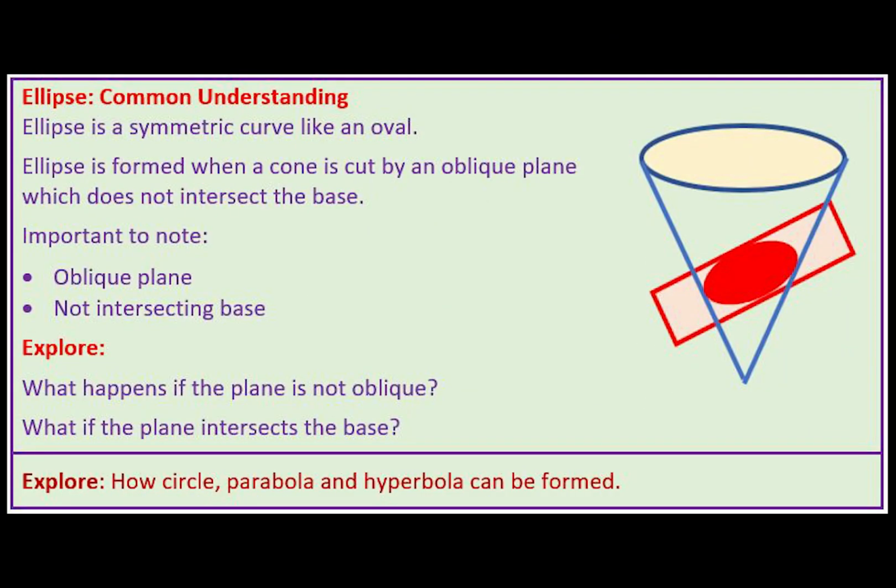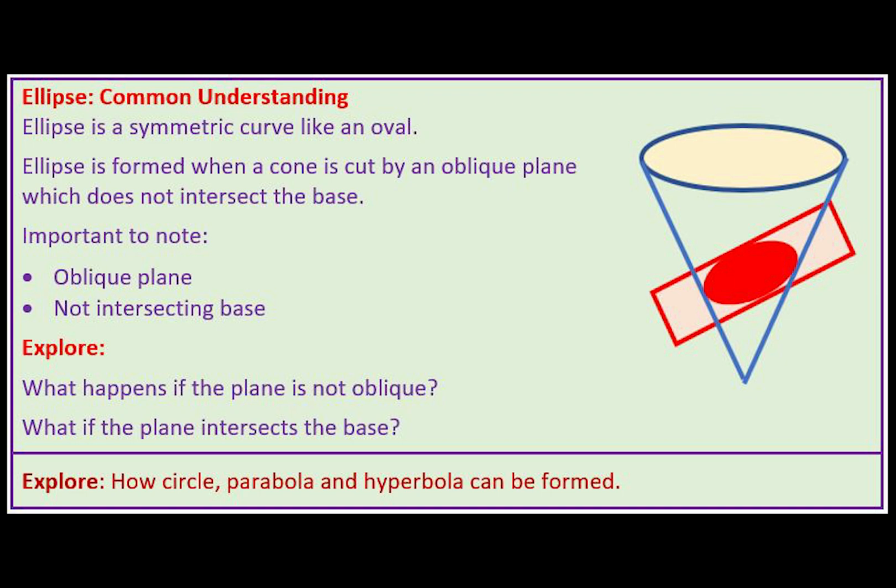An ellipse is a conic section which you get when the intersecting plane is at an angle to the axis of the cone and it does not intersect the base of the cone. So an ellipse is formed when a cone is cut by an oblique plane which does not intersect the base.